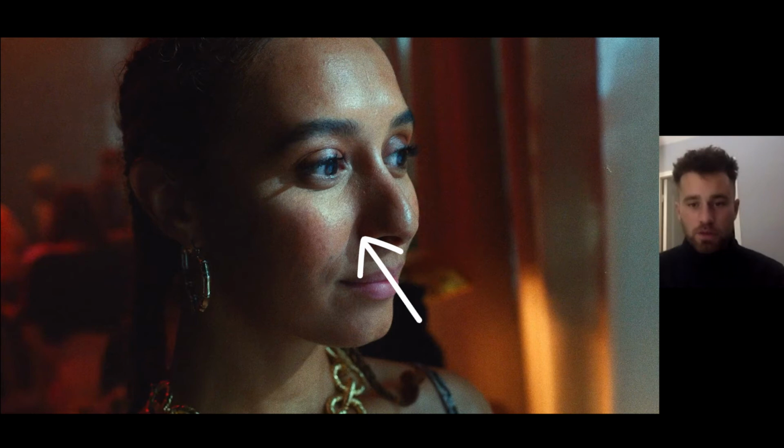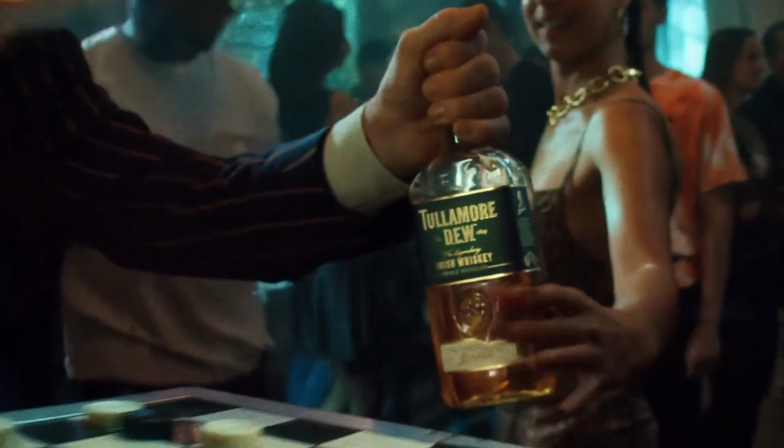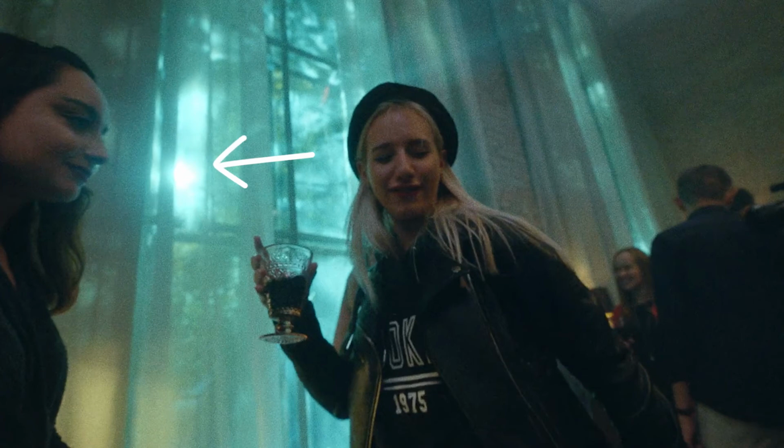And then this is the 18 here coming in. No diffusion, so you still got that sharp shadow here. And then there was a bit of diffusion in front of the camera, the lens, to generally diffuse everything. And then of course we used practicals. You can see the lamp there.